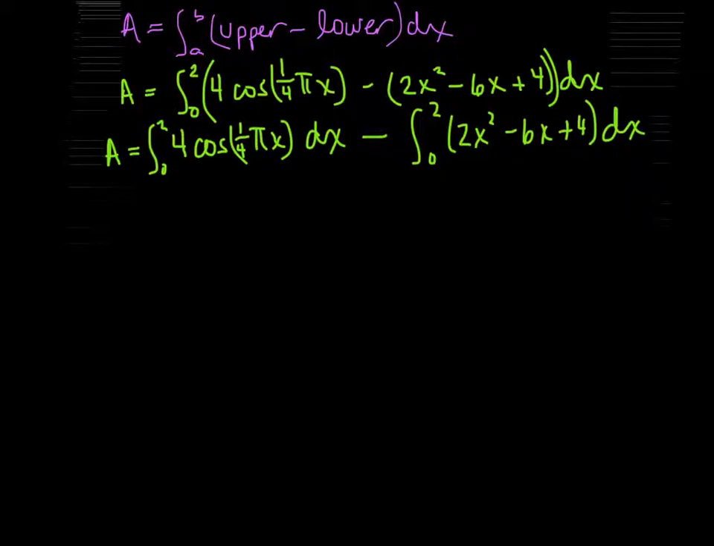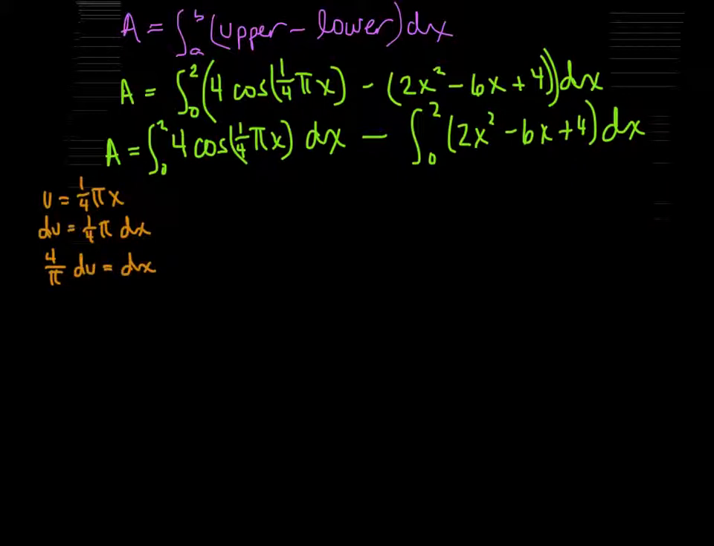So on the left-hand side, like I said, I'm going to need a u substitution. So off to the side, I'm going to say u is equal to 1/4 pi x. du is then 1/4 pi dx, or pi over 4. So if I want to get rid of that to solve for dx, I would multiply by 4 over pi: du times 4 over pi equals dx.